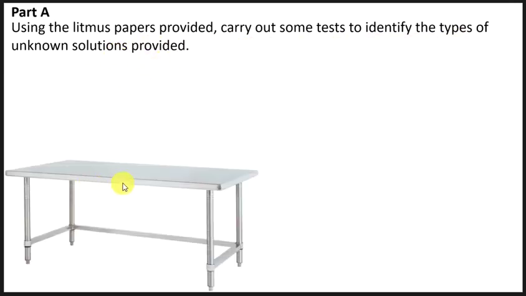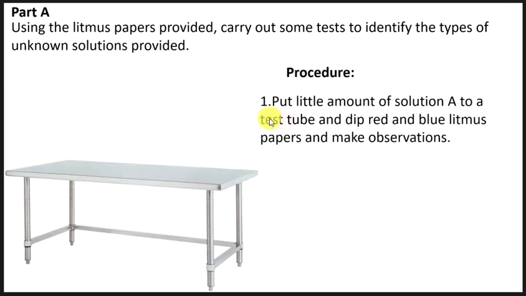So you may have a procedure like this, which says, number one, put little amount of solution A to a test tube and dip red and blue litmus papers and make observations. So procedure number one says, put little amount of solution A to a test tube and dip red and blue litmus papers and make observations.